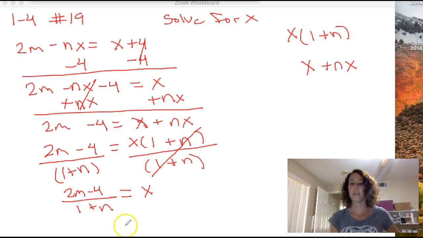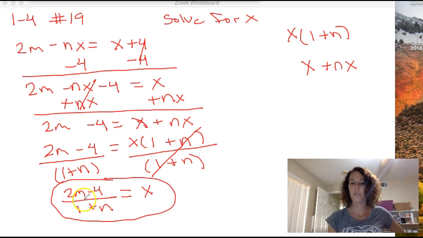Now I've isolated it and I'm finished. There's your solution. You've solved for x. If this would simplify any more, you could, but remember, these two terms go together and these two terms go together. You can't just divide them out individually because they're subtracted and added. They're not multiplied or divided. So you are finished with that.